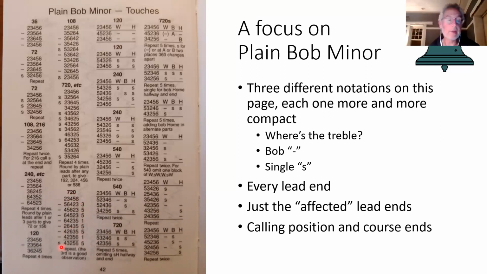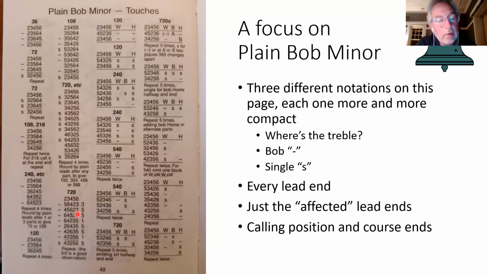Now, interestingly, it gives you a little handy hint for this one, this 720 down the bottom here. The 3rd is a good observation. What do they mean? What's that all about? Well, so the 3 starts in 3rd place at the beginning, and halfway, yeah, 360 here. This row is 360 changes. The 3 is back in its home position. Yeah, it's in 3rd place.